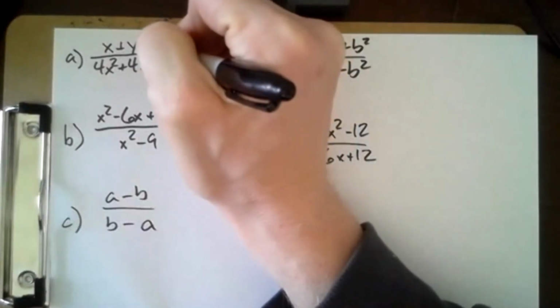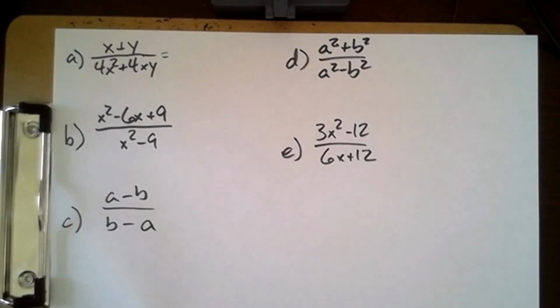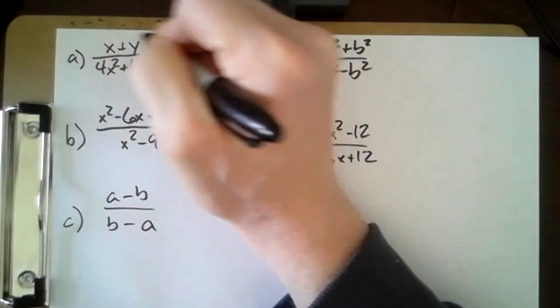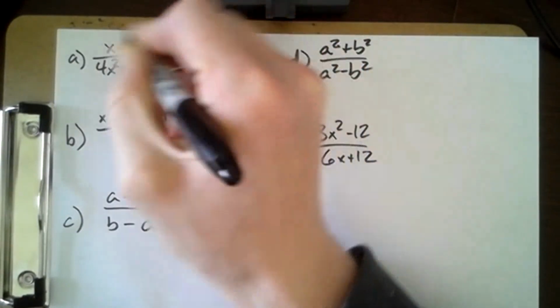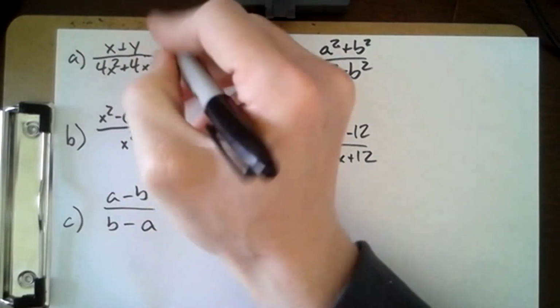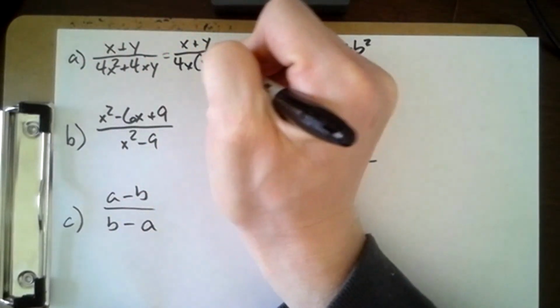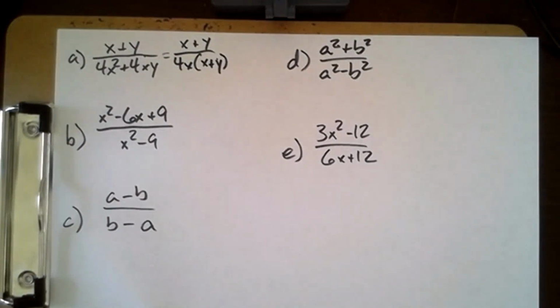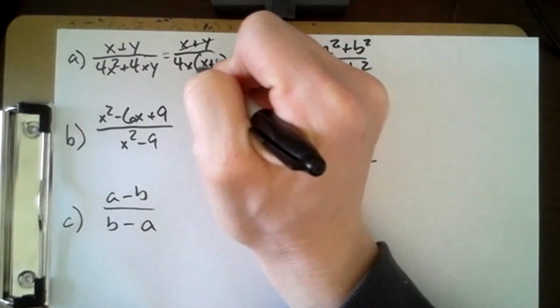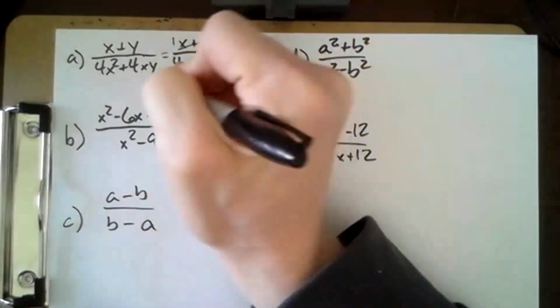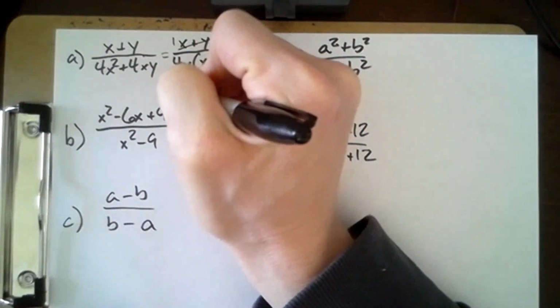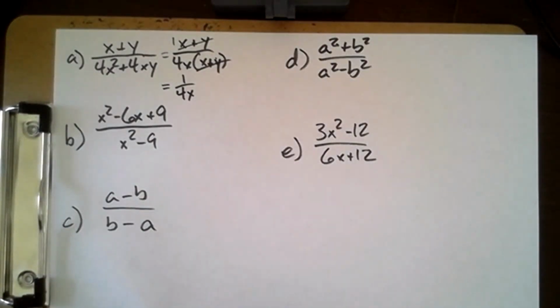Okay, so what I'm going to do is I'm going to factor everything I can factor and then figure out what can be canceled. So the numerator is x plus y, and we can't factor anything out of that. In the denominator, though, we've got 4x squared plus 4xy. I can factor 4x out of each of those, and I'm left with 4x times x plus y. So our x plus y in the numerator can be canceled with our x plus y in the denominator, leaving us with a 1 in the numerator and a 4x in the denominator, so that's 1 divided by 4x.